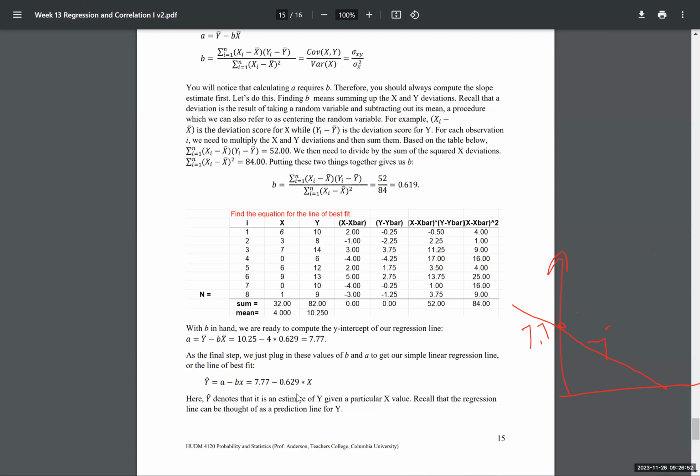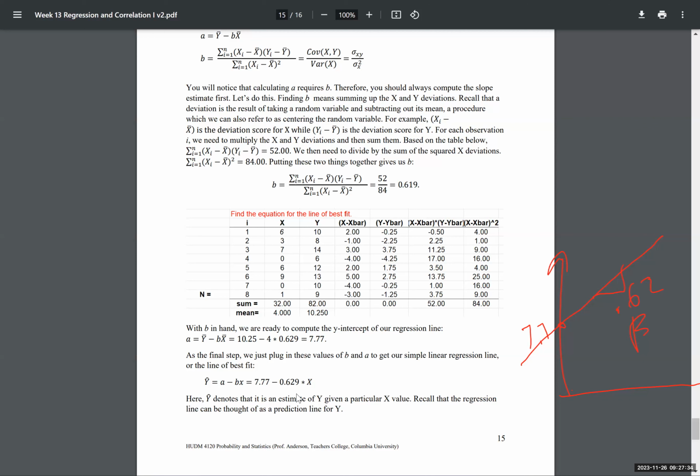I see, I have a typo in the notes. This should be plus. So I will fix this. Plus 0.629. Yeah, I will fix this in the notes. So the slope is 0.6-ish, right? And so that's going to be our estimate of beta. So for every 1 unit rise in x, y goes up by 0.62 units.